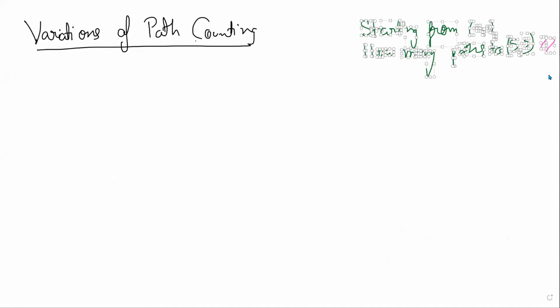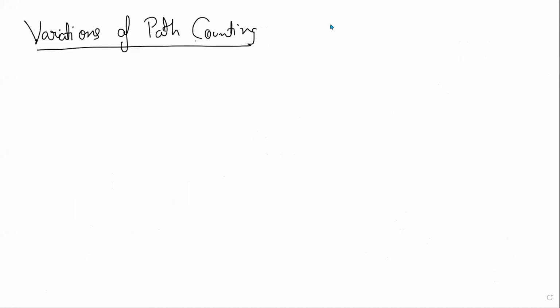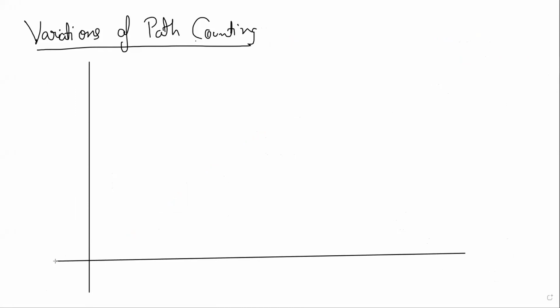Let's do one more variation. Maybe I should have kept the path. Anyways, doesn't matter. Okay. Now we will change the moves further, change the moves more and ask the question. This time the moves will be northeast and southeast, not north or east. So we cannot move directly north or directly east.